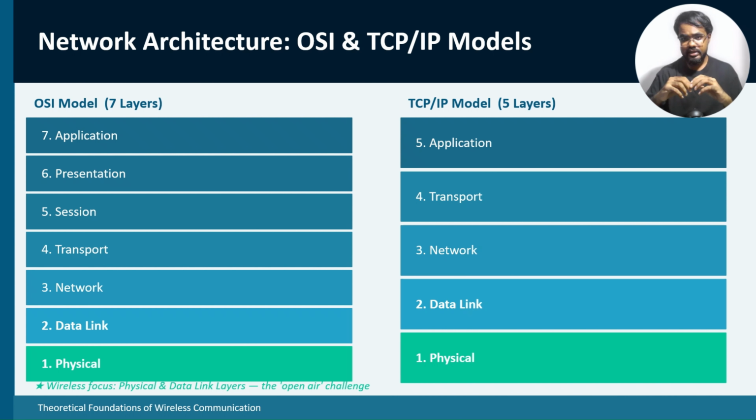The physical layer coordinates the functions required to carry a bit stream over a physical medium, defining the data rates and synchronization of bits. The data link layer takes that physical layer and transforms it into a reliable link, handling framing, physical addressing, and media access control. In wireless networks, these 2 layers face the biggest challenges because the medium is the open air.